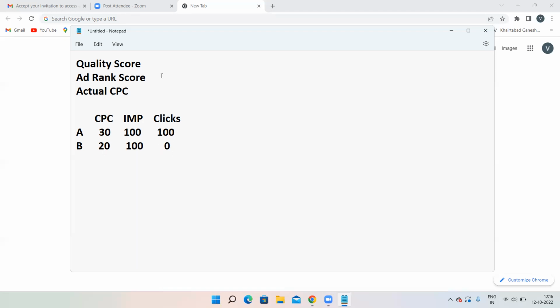So this is the CPC which we assumed, then impressions, then clicks. Then coming to the CTR. Can anyone tell me the CTR formula? We already learned about CTR. Number of clicks divided by number of impressions, into 100. Yes. Now tell me the CTR of A and B, guys.